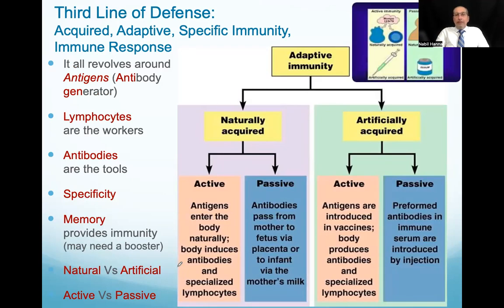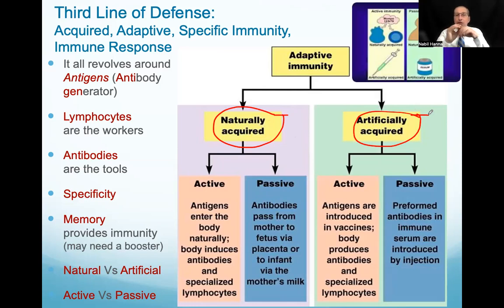Okay, we can categorize adaptive immunity, this immune response, into two major categories: naturally acquired and artificially acquired. Naturally acquired means nobody intervened. Artificially acquired means some healthcare worker did something in order for you to acquire this immunity.